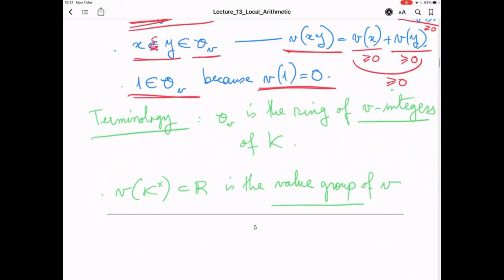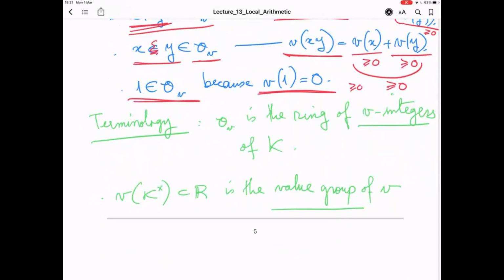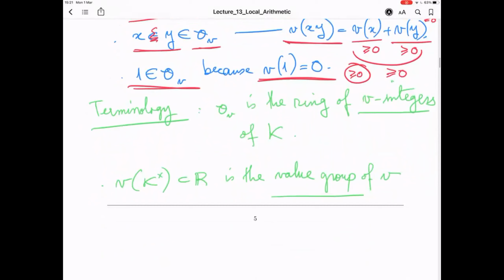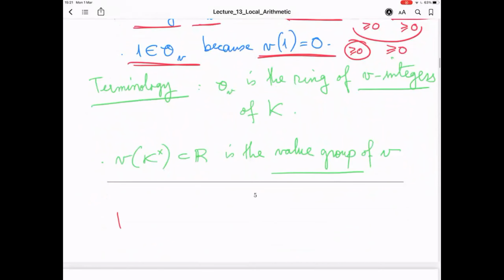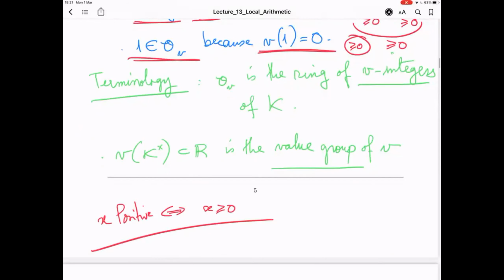And this subset consists of things whose valuation is positive or 0. Positive for me includes 0. X is positive is equivalent to saying that X is greater than or equal to 0. And this is to say that X is strictly positive.